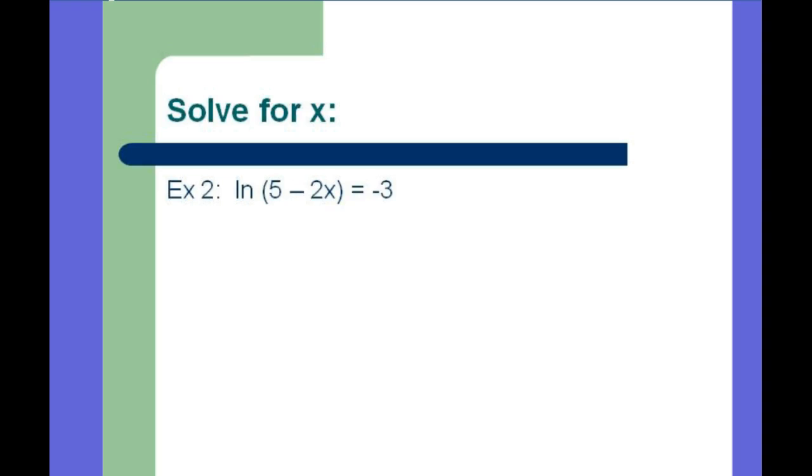All right, well, natural log of 5 minus 2x equals negative 3. How do I get to the inside stuff? You have to e it. So you get 5 minus 2x equals e to the negative 3. How do you isolate a variable?